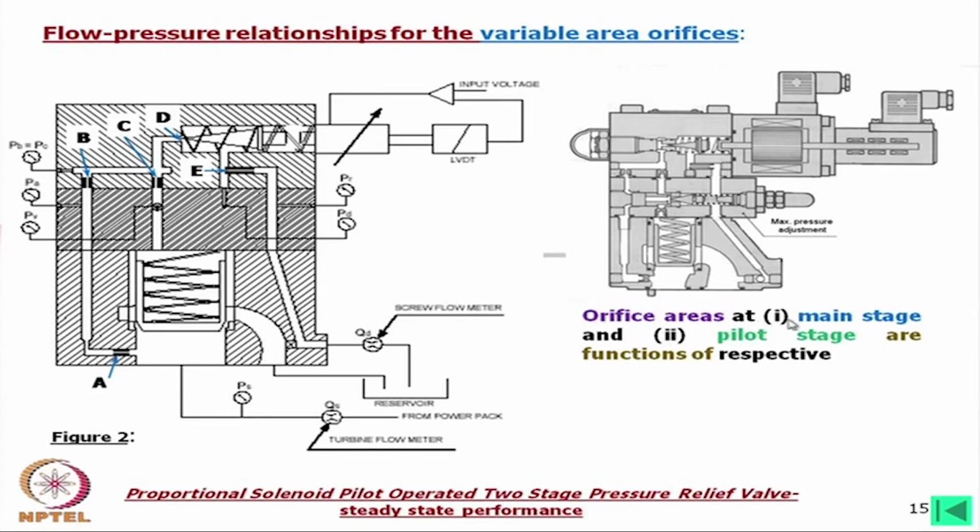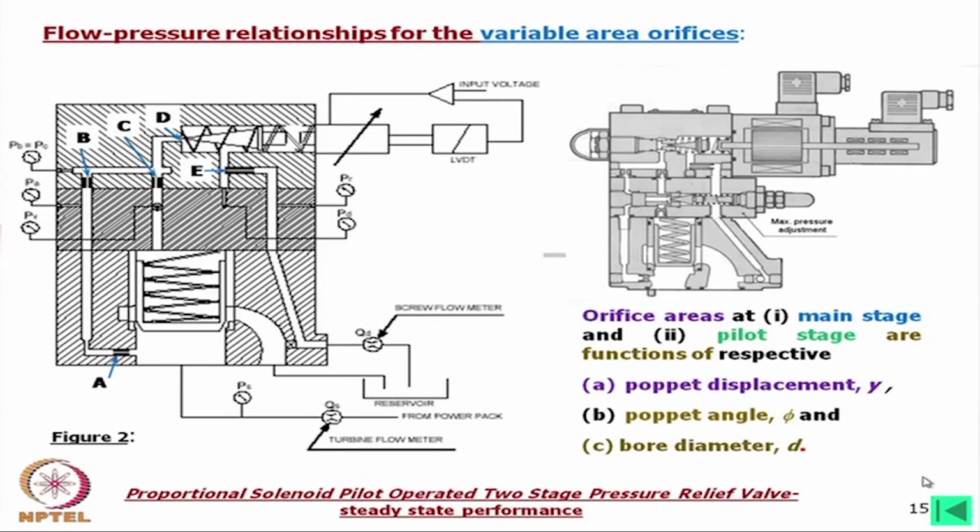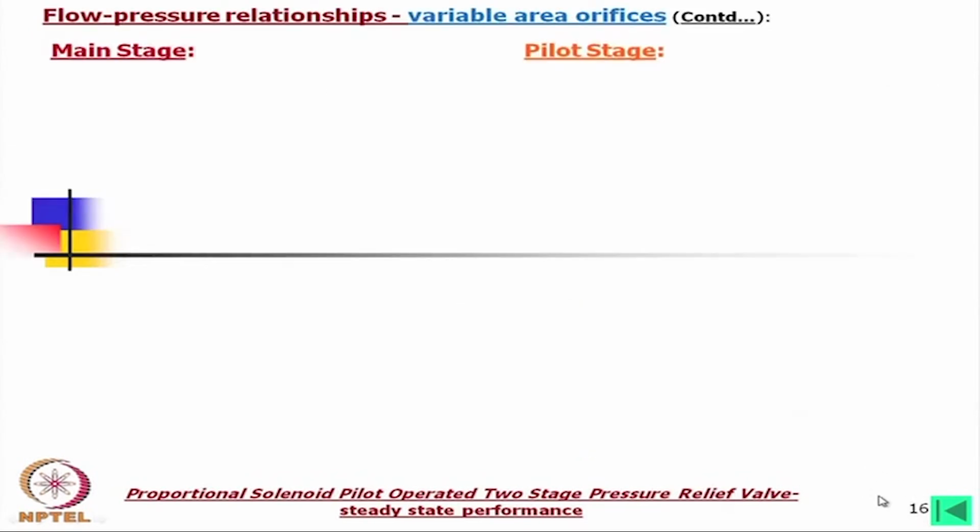Orifice areas at the main stage, that is variable, and pilot stage are functions of respective poppet displacement. So, we have to develop this formula knowing how much the poppet is displaced, poppet angle, this angle is called phi, and then the bore diameter D. What is this bore diameter here and what is the bore diameter there.